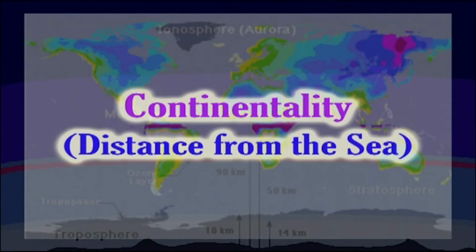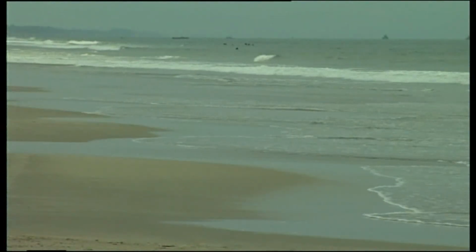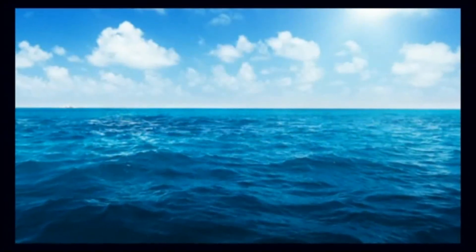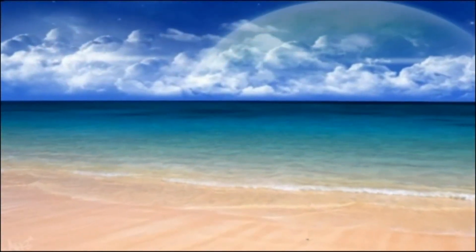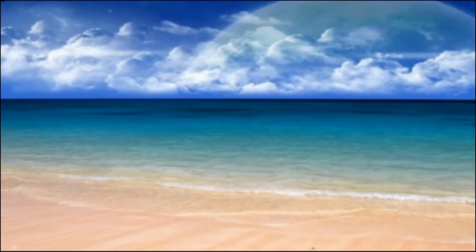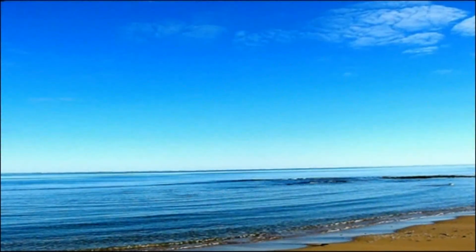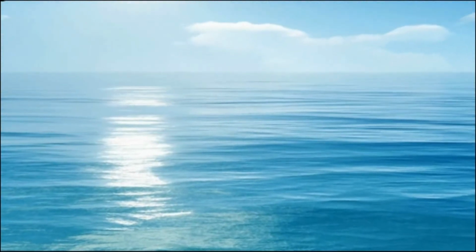Next is continentality. It means distance from the sea. Water bodies are great moderators of temperature. Because of the high specific heat of water, on the oceans, the regularity in temperature is more as compared to continents. Places in the center of continents will have warmer summers and colder winters than those on the coast. This is because land heats up more quickly in the summer and cools down more in the winter than the sea does.